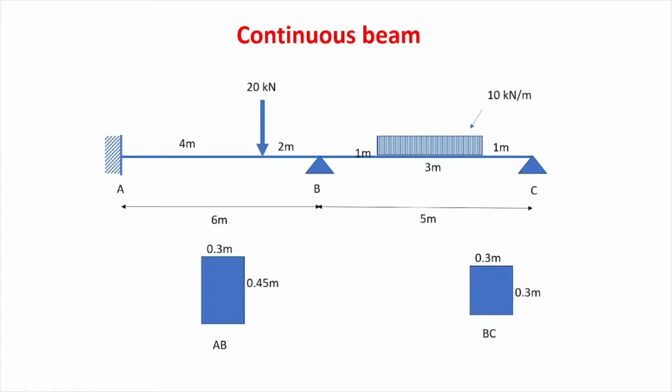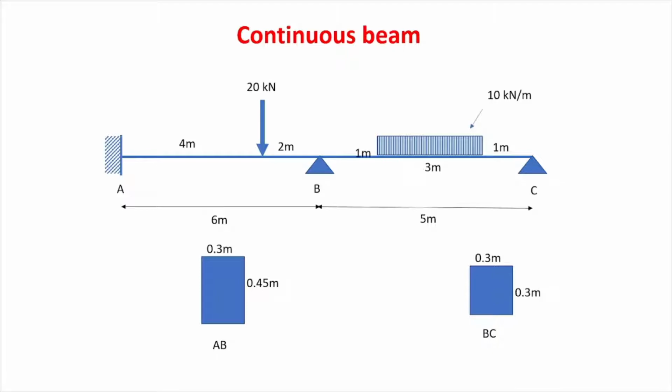Hello. Today we will discuss the continuous beam. How do we analyze it in STAAD? For that, for example, I am considering a two-span continuous beam. A, B, C are the supports.